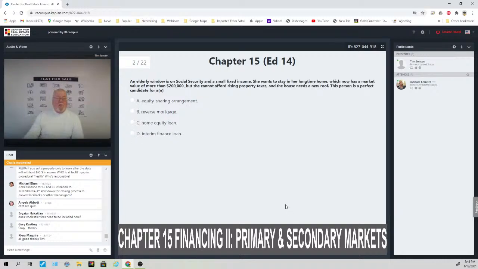Number 2, an elderly widow is on Social Security and a fixed income. She wants to stay in her long-time home, which now has a market value of more than $200,000, but can't afford rising property taxes, and the house needs a new roof. This person is a perfect candidate for a what? And 86% of you are correct, answering B, a reverse mortgage.